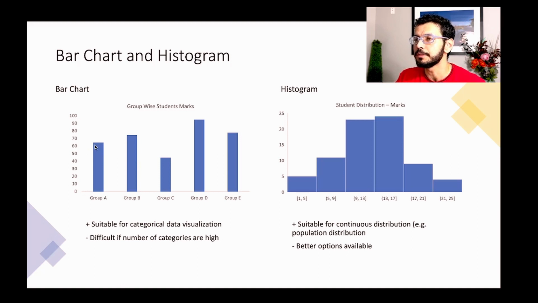Now, as you can see, just visually inspecting this graph, that group D is doing pretty good. Overall, they have the highest average mark. And on the other hand, group C needs to step up their game because overall their average is lowest.